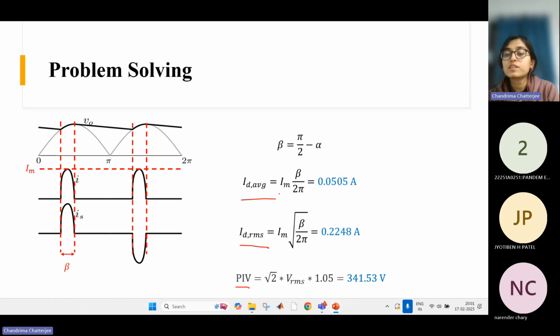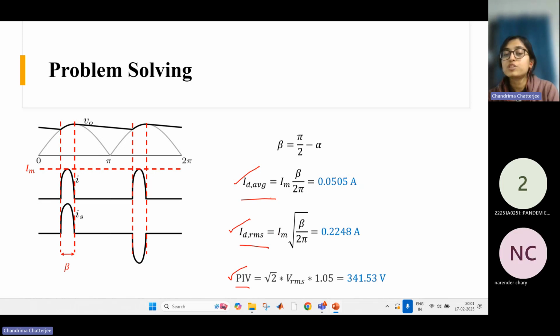These quantities are important because while choosing the diode, we need them. What should be the average current? What should be the RMS current? And what should be the peak inverse voltage of the diode? All these quantities we need to check. And we should choose a diode whose ratings are more than these parameters. In the diode data sheet, all these parameters should be higher than what we calculated. We should select a diode that can withstand a higher RMS current and a higher peak inverse voltage.